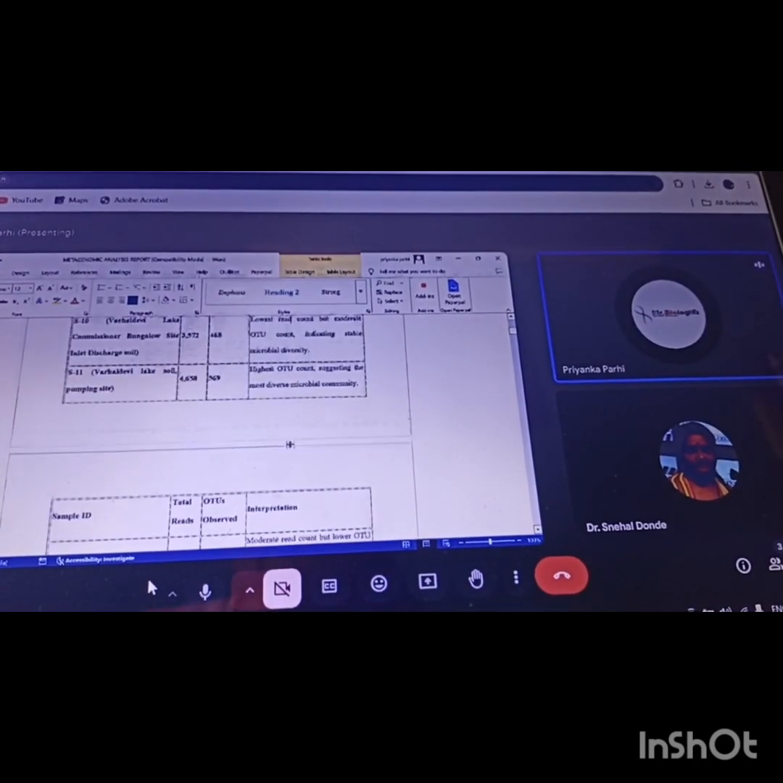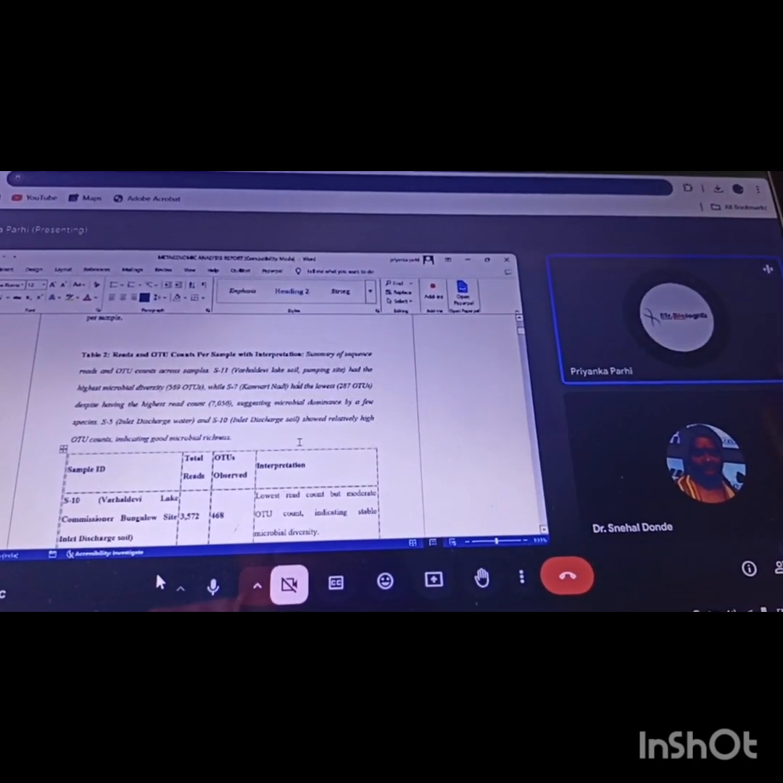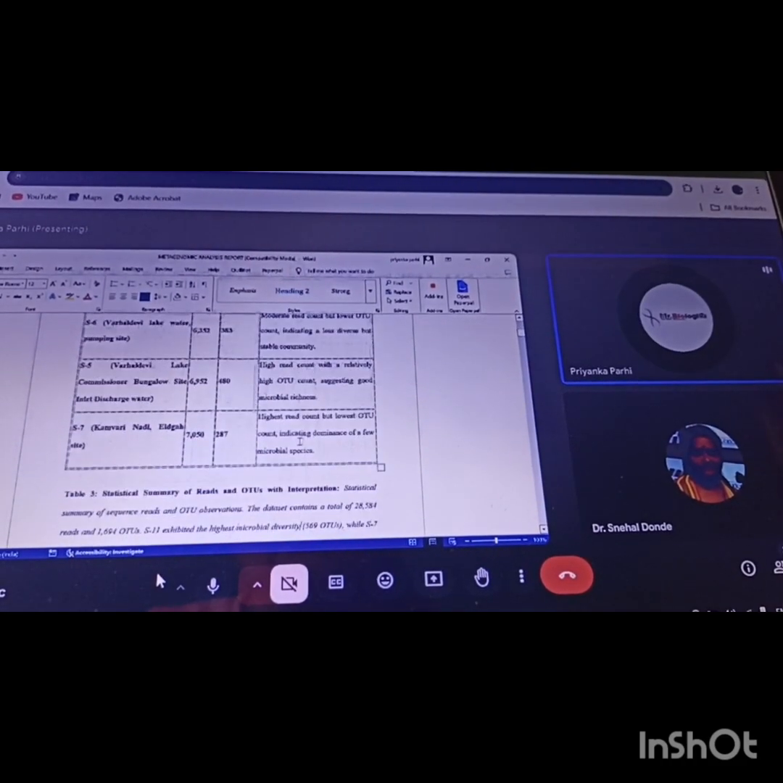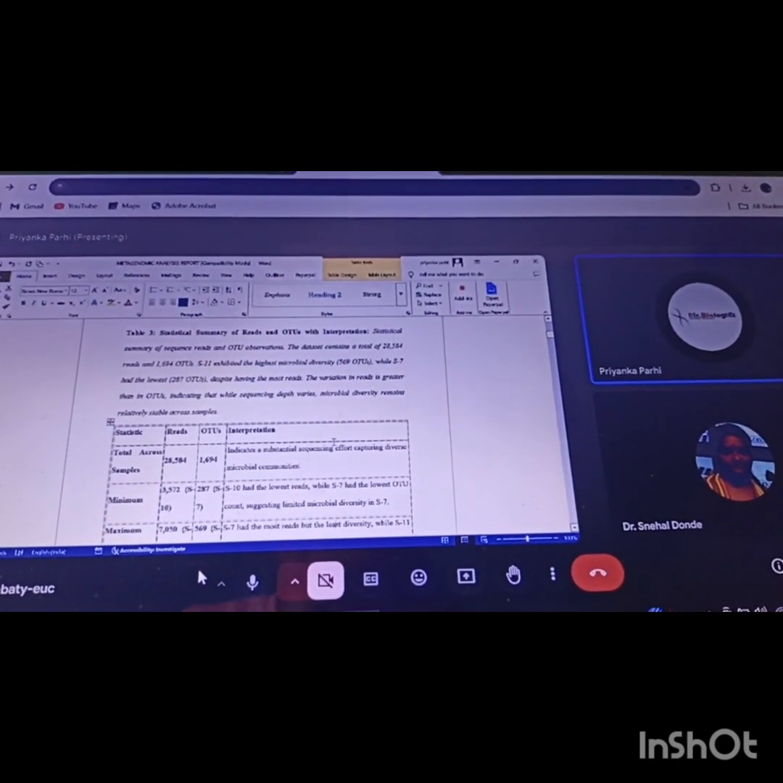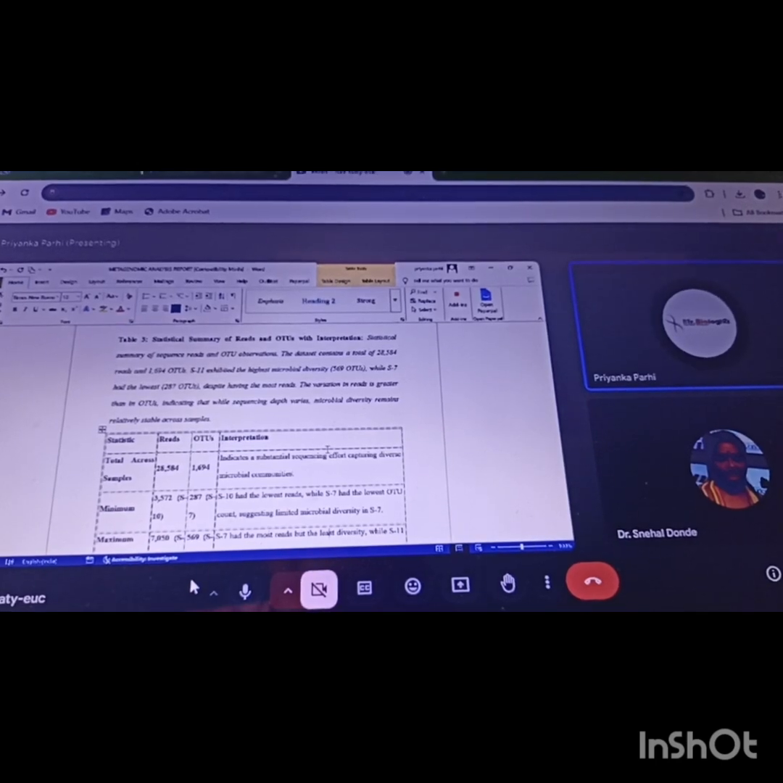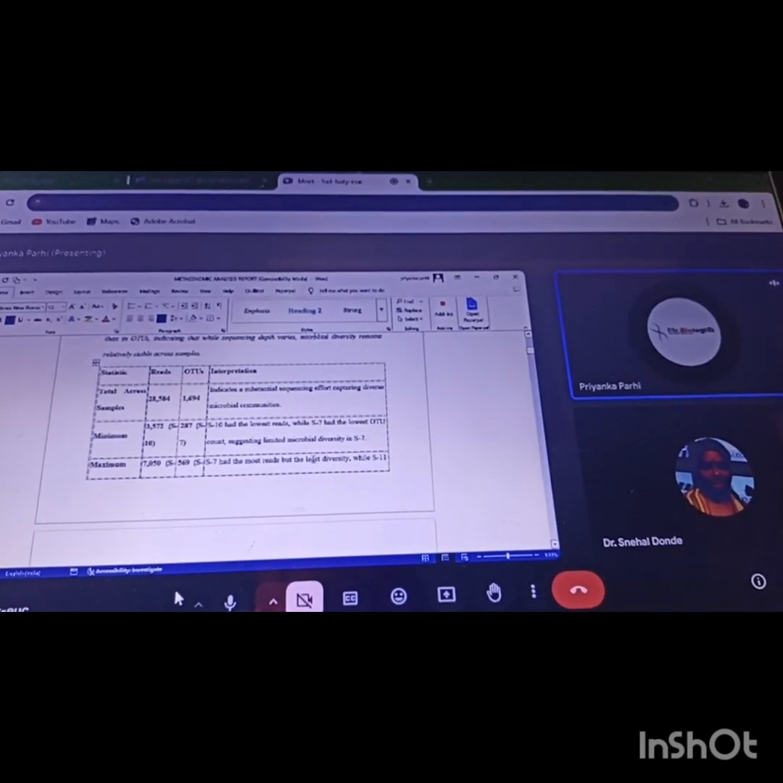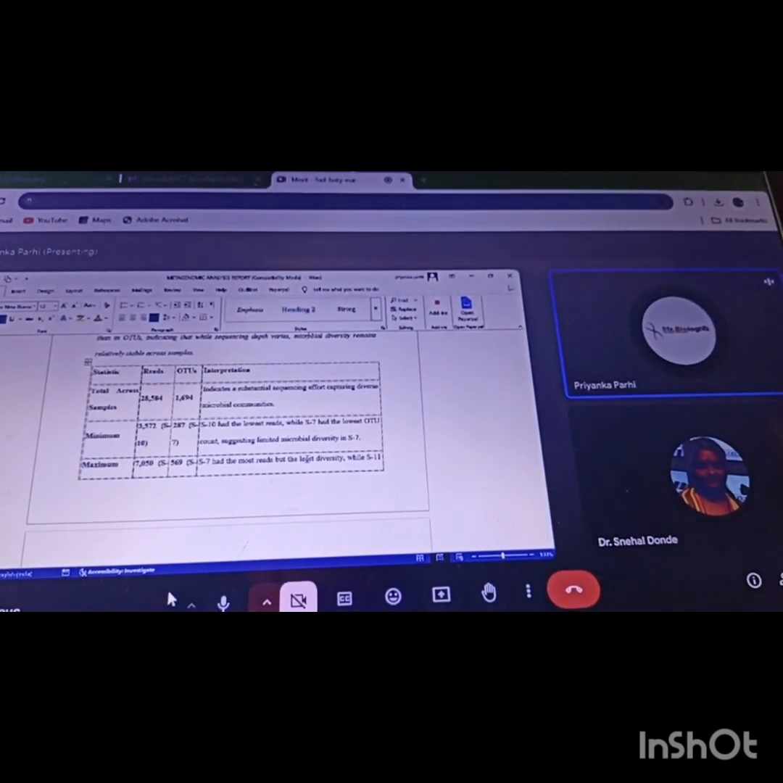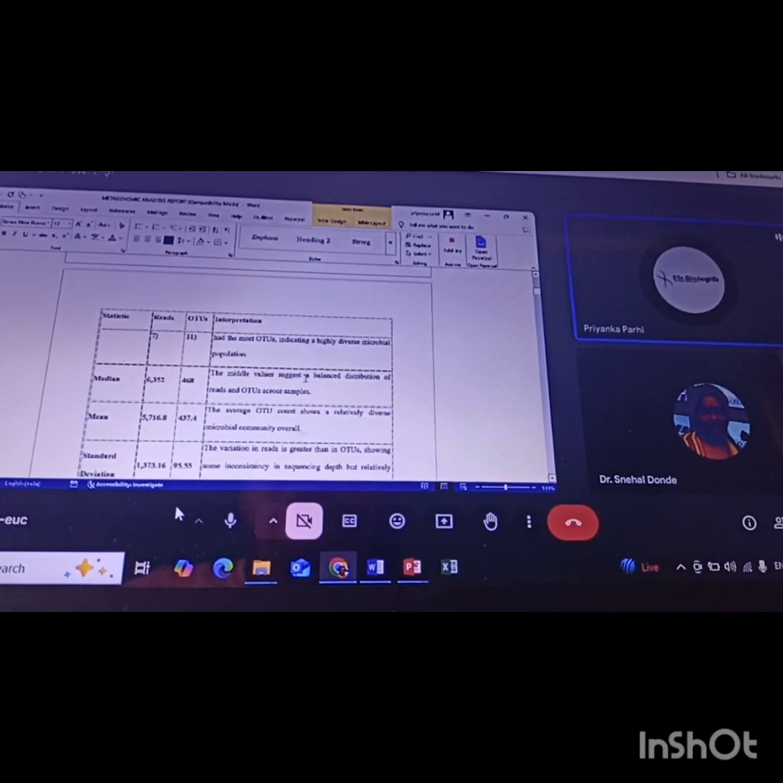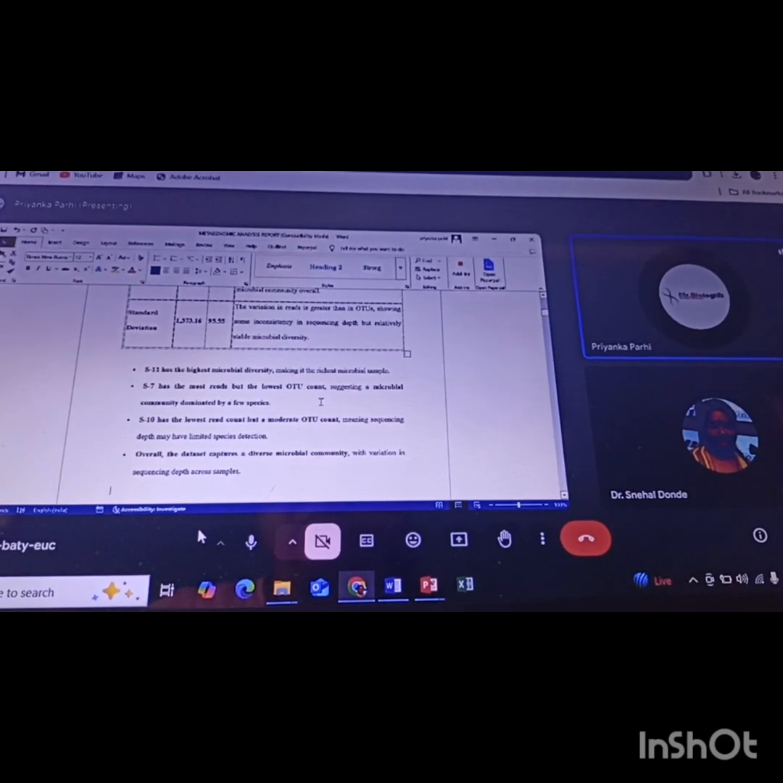Table 2 has the reads and OTU outline, and then all of this data is statistically analyzed too. Because we have 5 samples, we want to see how statistically significant all these things are. If you see the total across samples, total reads, total OTUs, interpretation, which was the minimum reads, which was the minimum OTU, which was the maximum. This is all statistical analysis. If needed, you can show it. If not, it just proves that whatever data we are using is statistically significant. I have written the key points.